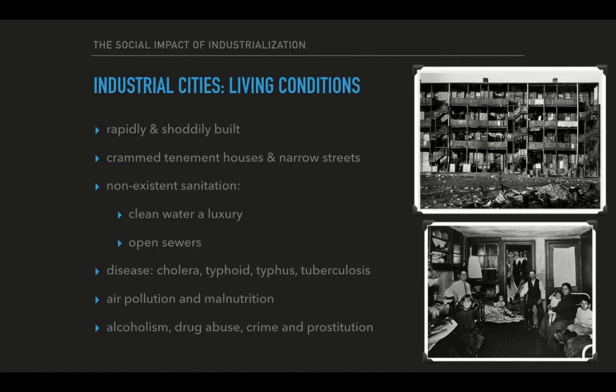Diseases such as cholera, typhoid, typhus, and tuberculosis often reached epidemic proportions. Add to these problems air pollution and malnutrition, and one gets a picture of incomparable human misery. Alcoholism, drug abuse, crime, and prostitution were natural outcomes of having to endure these conditions.